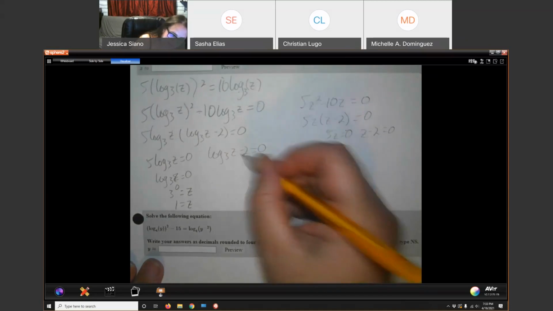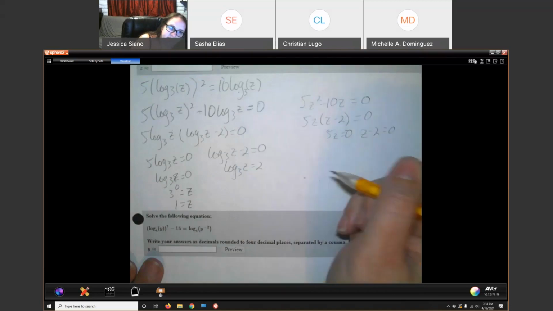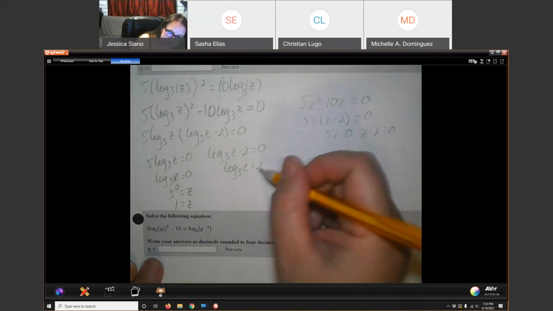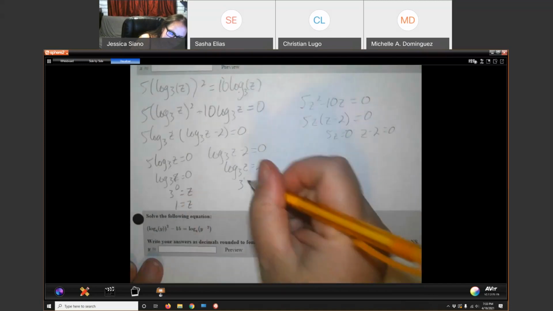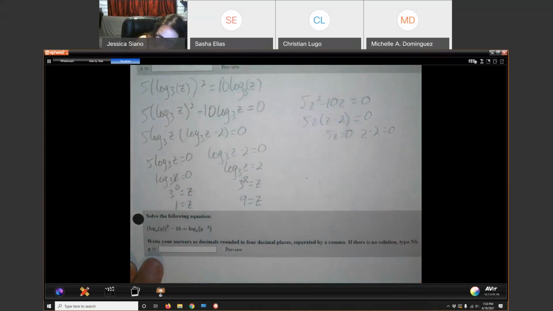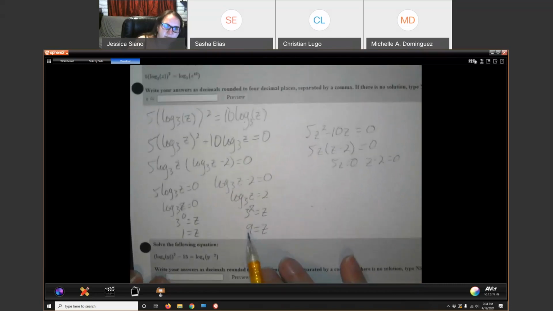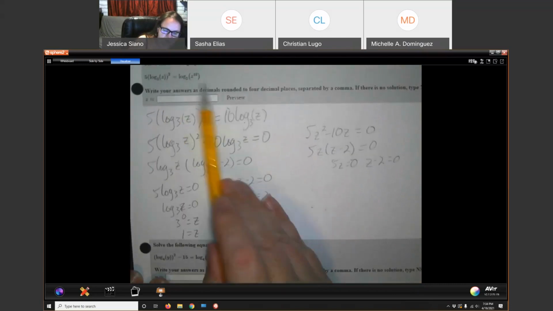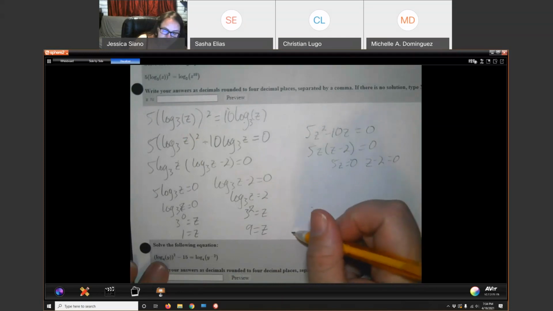On the other side, I would move the 2 over. Add the 2. And then turn this into an exponential. 3 to the 2 equals z. See, I was getting ahead of myself with the answer. And 3 to the 2 is 9. So let's check 9. Log base 3 of 9, that's fine. And 9 to the 10th, I don't know what it is. It'd be a huge number, but it would be positive. So these both work.